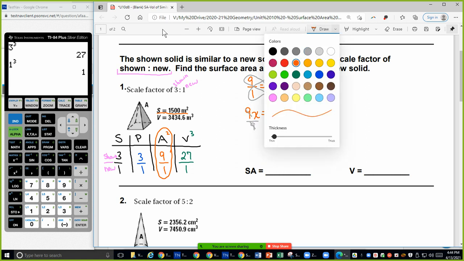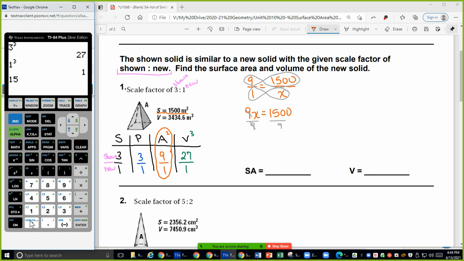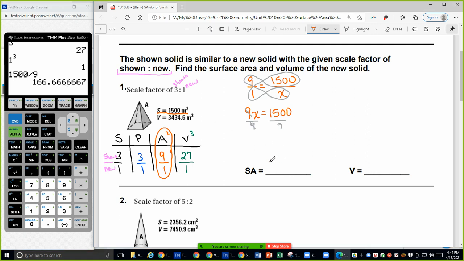And I'm going to get an x value of, I'm going to need my calculator, 1500 divided by 9 is a fraction, and that's okay. Or it's a decimal, and that's okay. I'm looking for the surface area. I can round it to 3 places. So after my third decimal, I have a 6. After that is another 6, so I do want to round it up. So this is going to be 166.667. And my units here are meters squared because it's surface area.